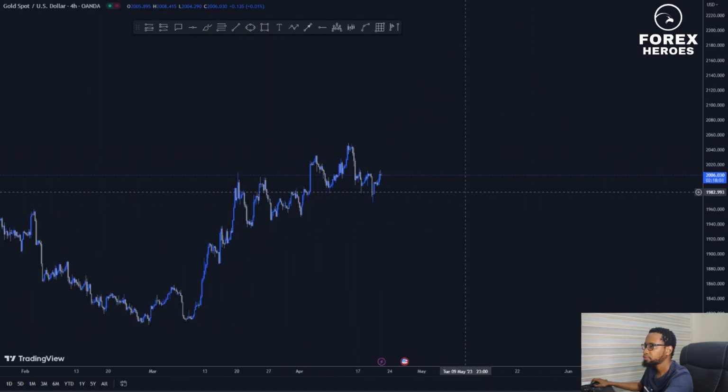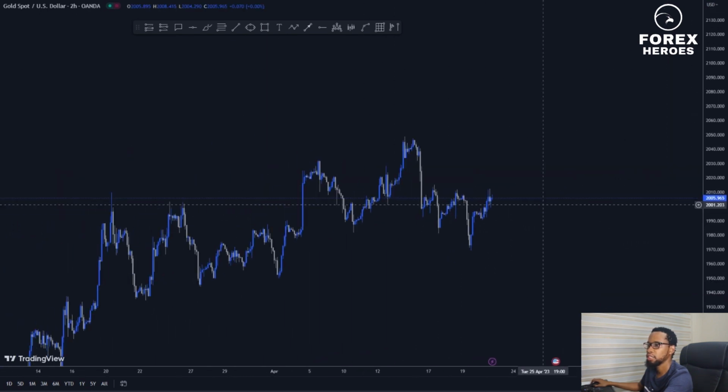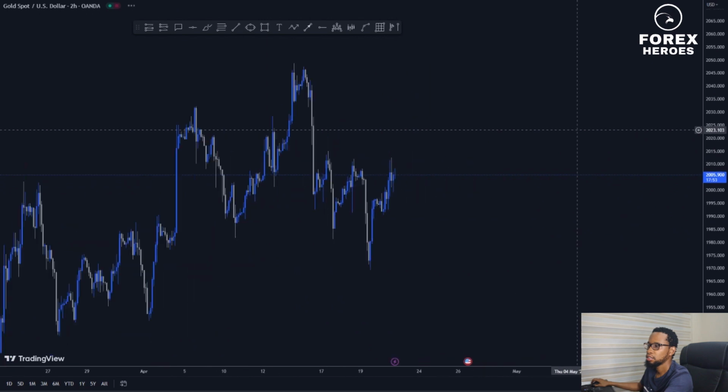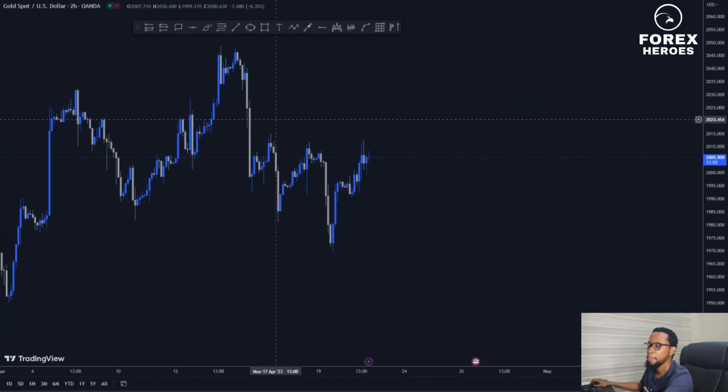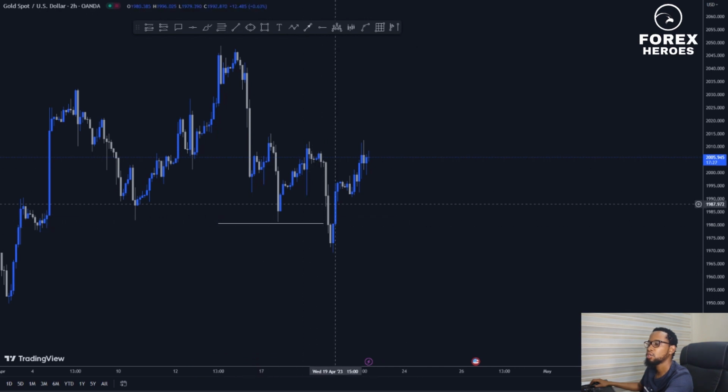Okay, fine. Let me remove everything. What I'm going to do, I'm going to show you a trick. We had a break here. You can see we broke the structure here, right? We broke the structure, this low. We have broken this low.